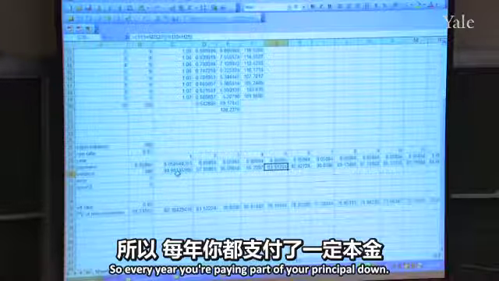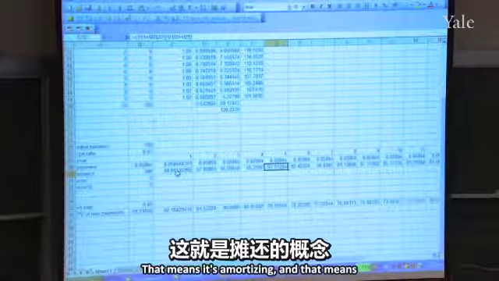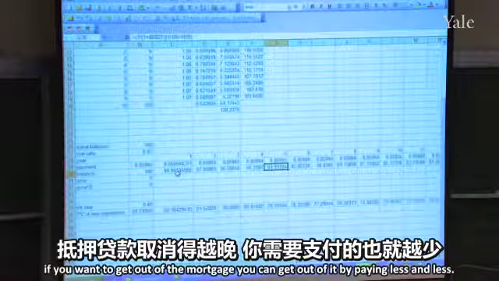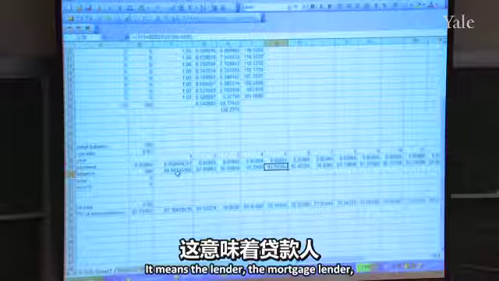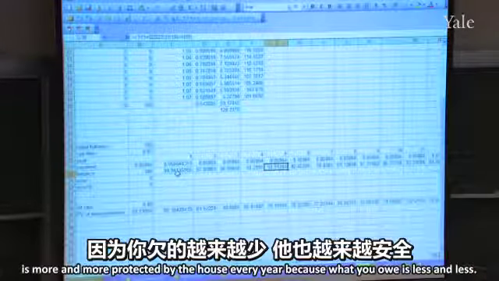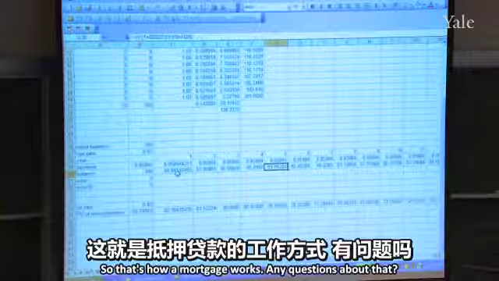Okay, so every year you're paying part of your principal down. That means it's amortizing, and it means if you want to get out of the mortgage, you can get out of it by paying less and less. It means the mortgage lender is more and more protected by the house every year because what you owe is less and less. Okay, so that's how a mortgage works.